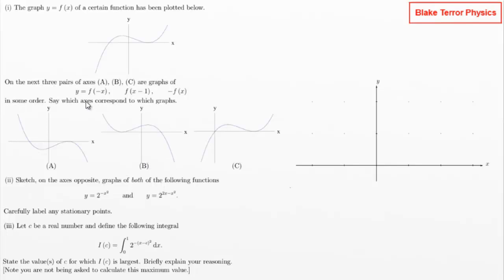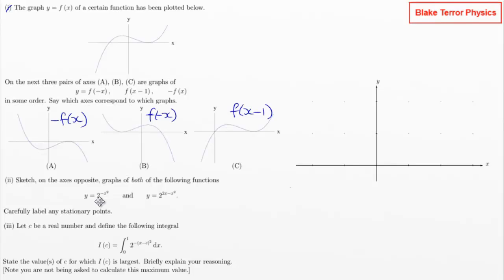Right, so if we've got y is f of minus x, that's our reflection in the y-axis, which is the middle one. Then we've got f of x minus 1, so that's shifting 1 to the right, which is this one. And then minus f of x is our reflection in the x-axis, so that is the first one. Okay, that was a nice easy starter.